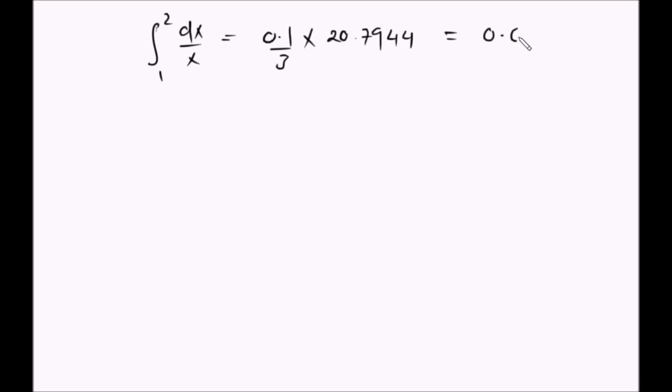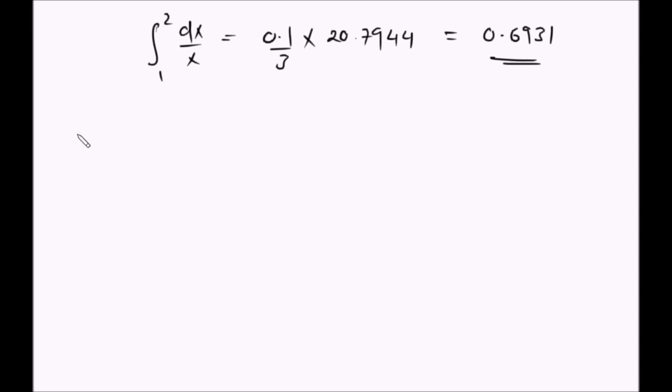We have arrived that using Simpson's rule it will be 0.1 over 3 times 20.7944. So the final answer will be 0.6931. So using Simpson's rule, this is the final answer.